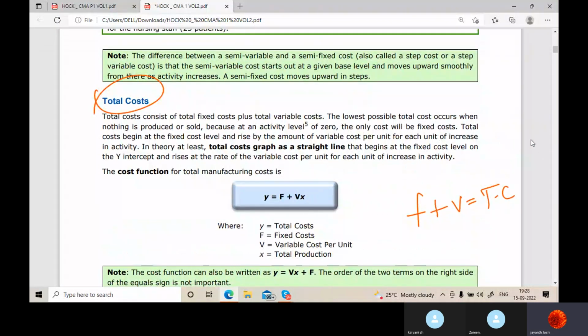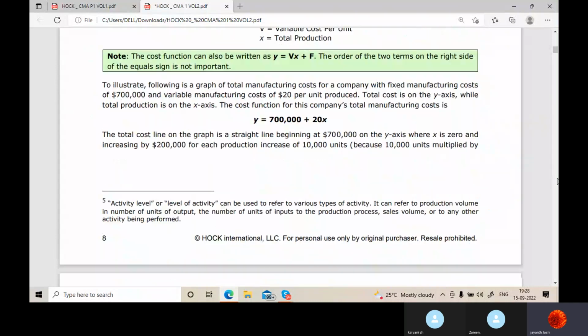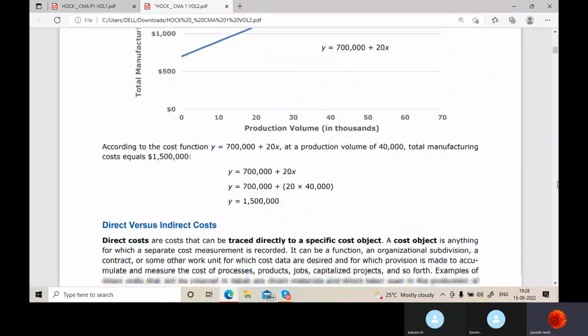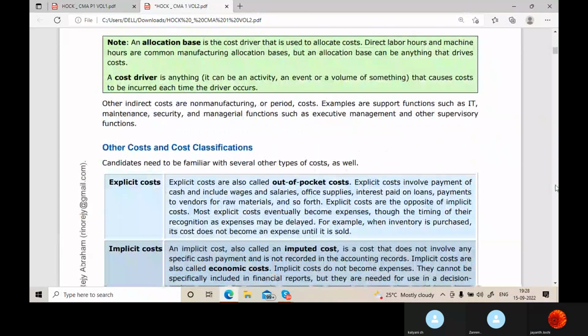We will stop here. I will continue from total cost tomorrow. Okay. We'll wind this up, and also I will enter into the second chapter, costing methods. Okay. Thank you.